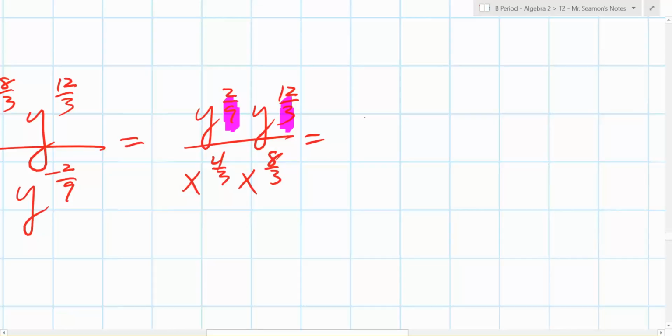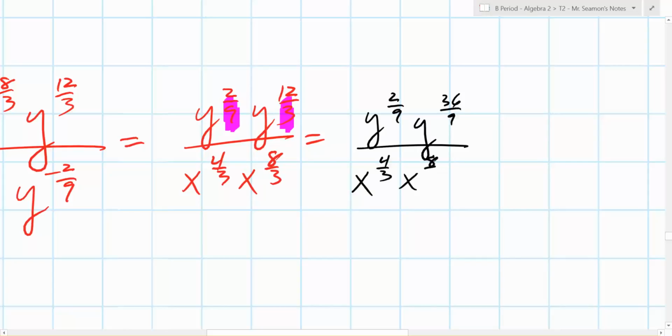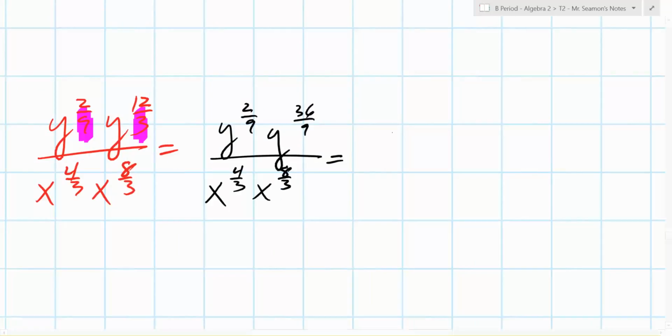So this is going to be y to the 2/9, y to the 36/9 over x to the 4/3, x to the 8/3. Those are the same. So what do you end up with? Y to the 38/9 over x to the 12/3. Now you could stop there.